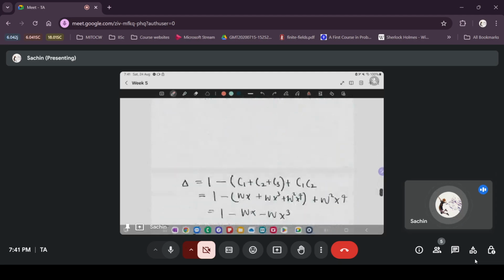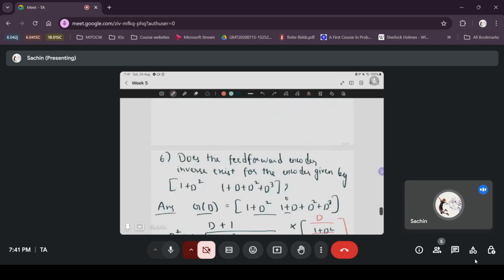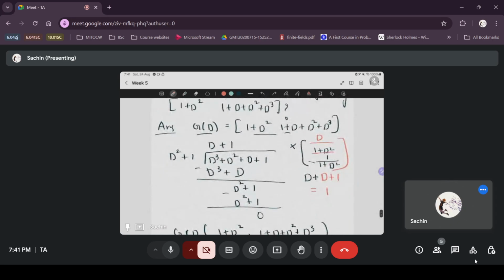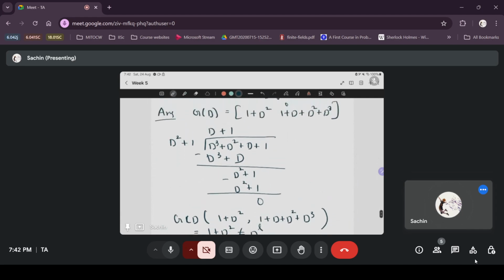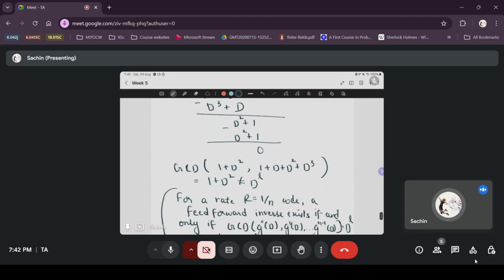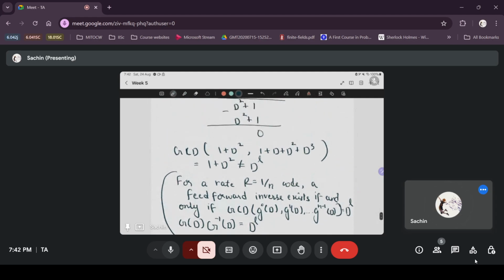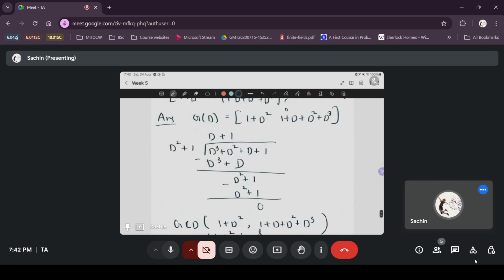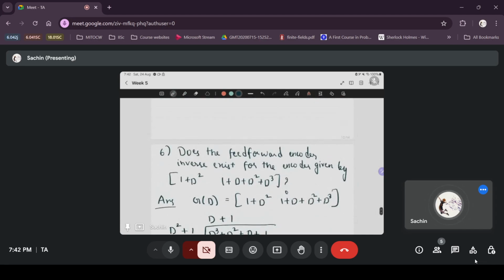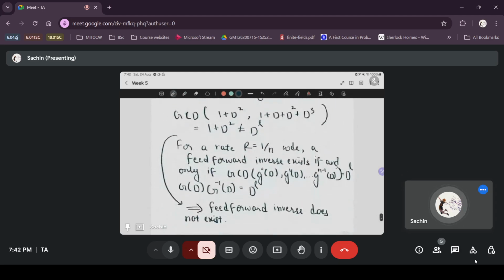But to do that, you should know the inverse. But you might not be able to guess the inverse directly from G of D. So this is the proper method you should follow. Find the GCD of the two expressions, and if the GCD is a power of D, then there does exist a feed forward encoder inverse. Otherwise, it doesn't exist. So for this question, the answer is no.